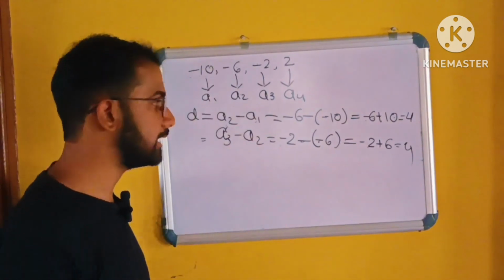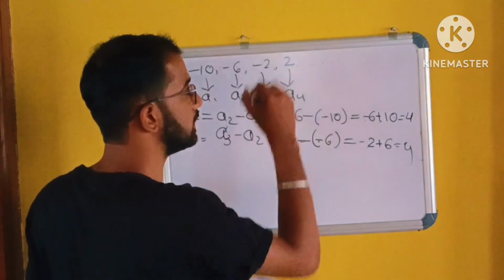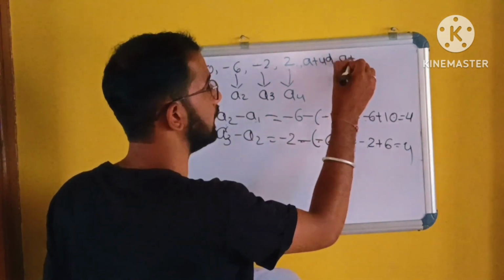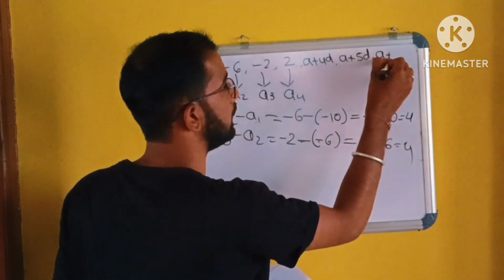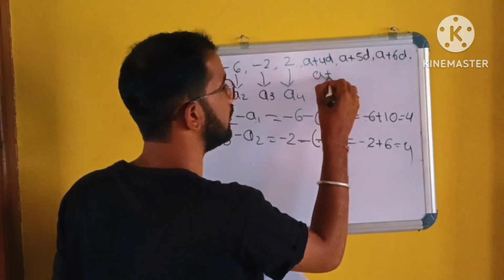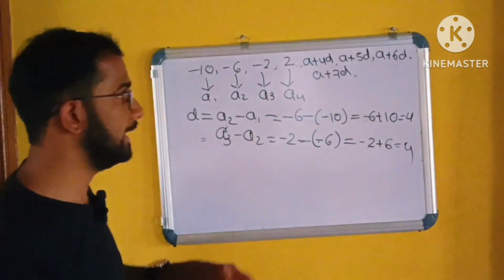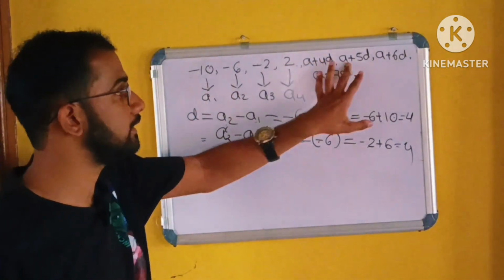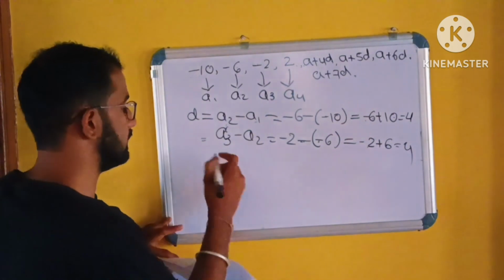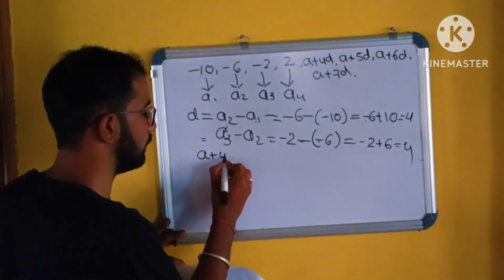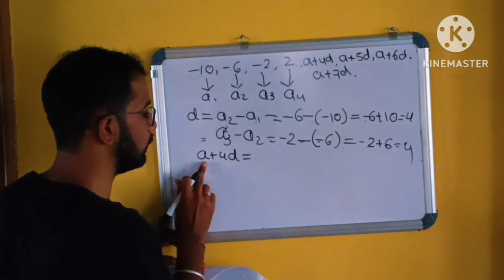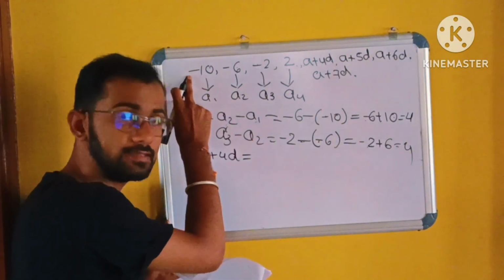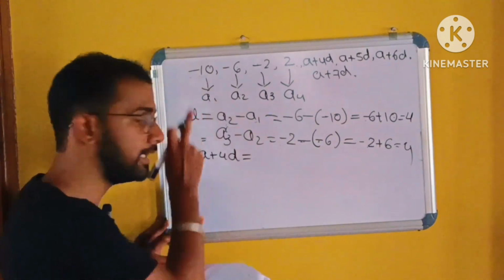AP. Our next task is to write the next four terms, that is A plus 4D, A plus 5D, A plus 6D, A plus 7D. If this is in the form of an AP, then only we need to write these four terms. Let's consider A plus 4D. What is the value of A? That is the first term of the sequence, indicated by the letter A.